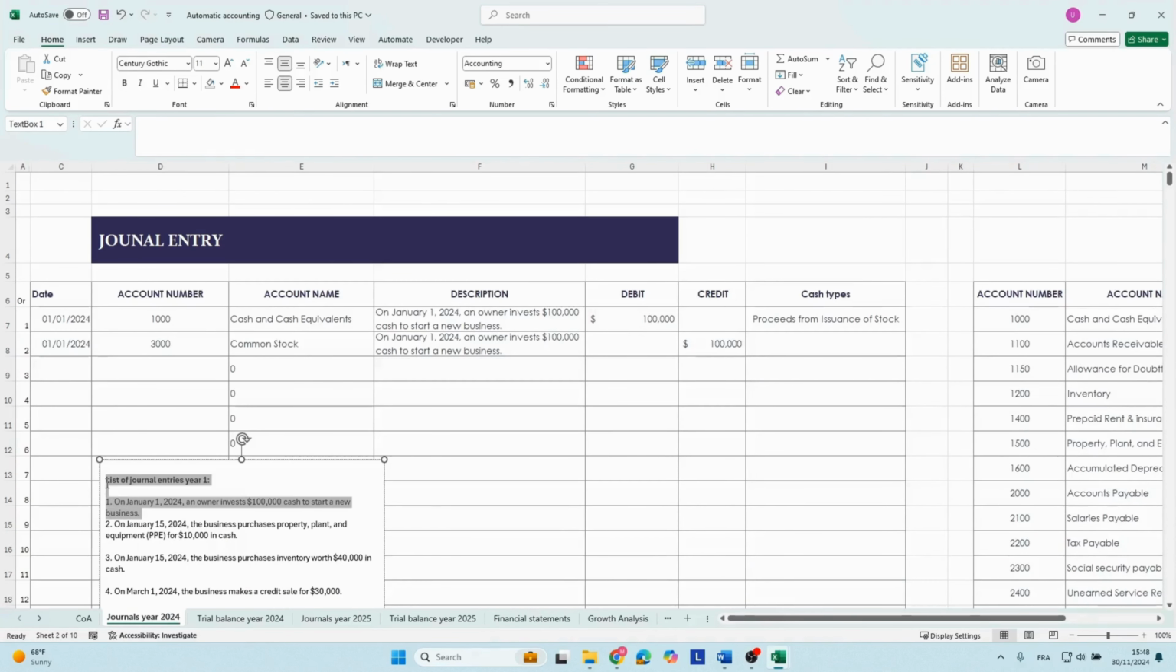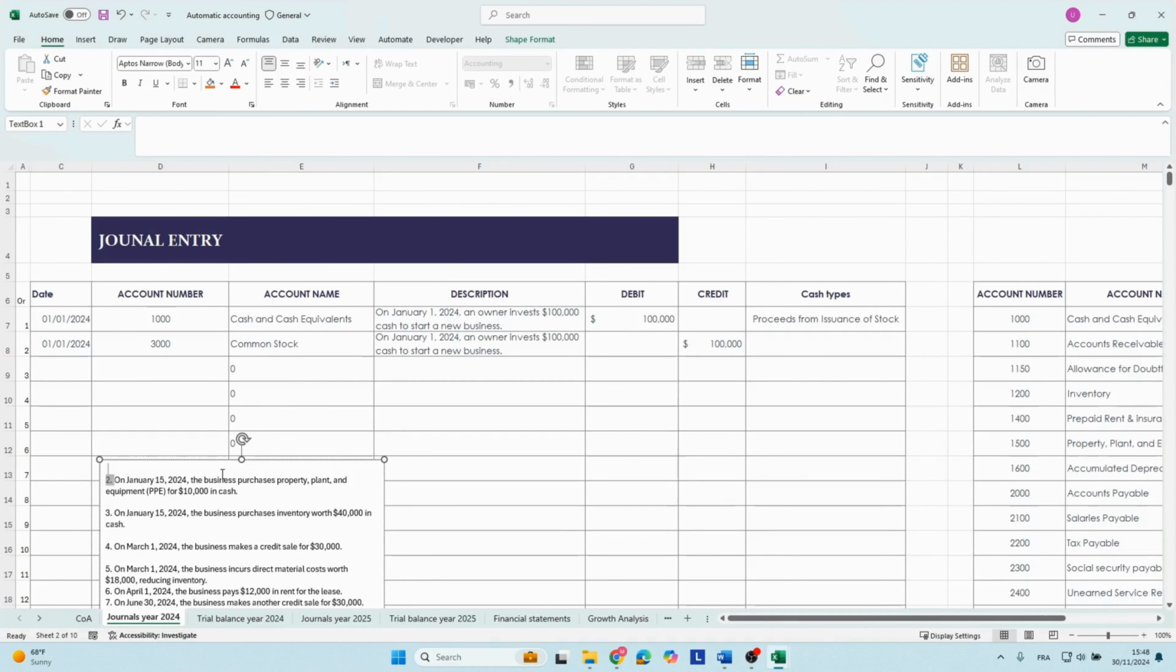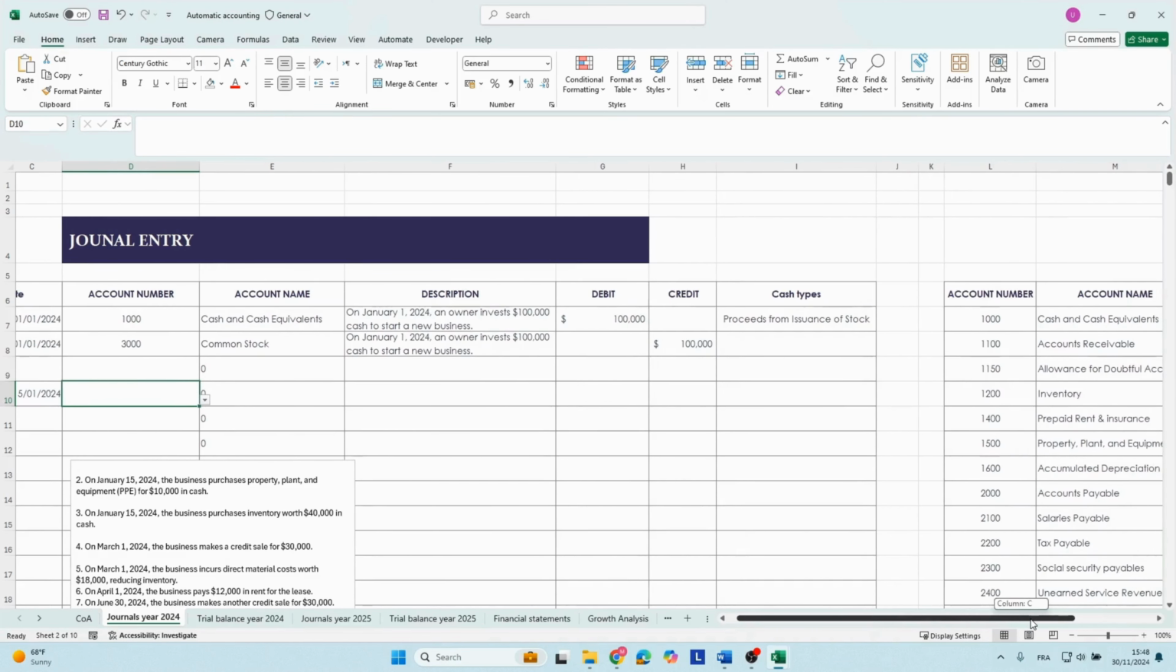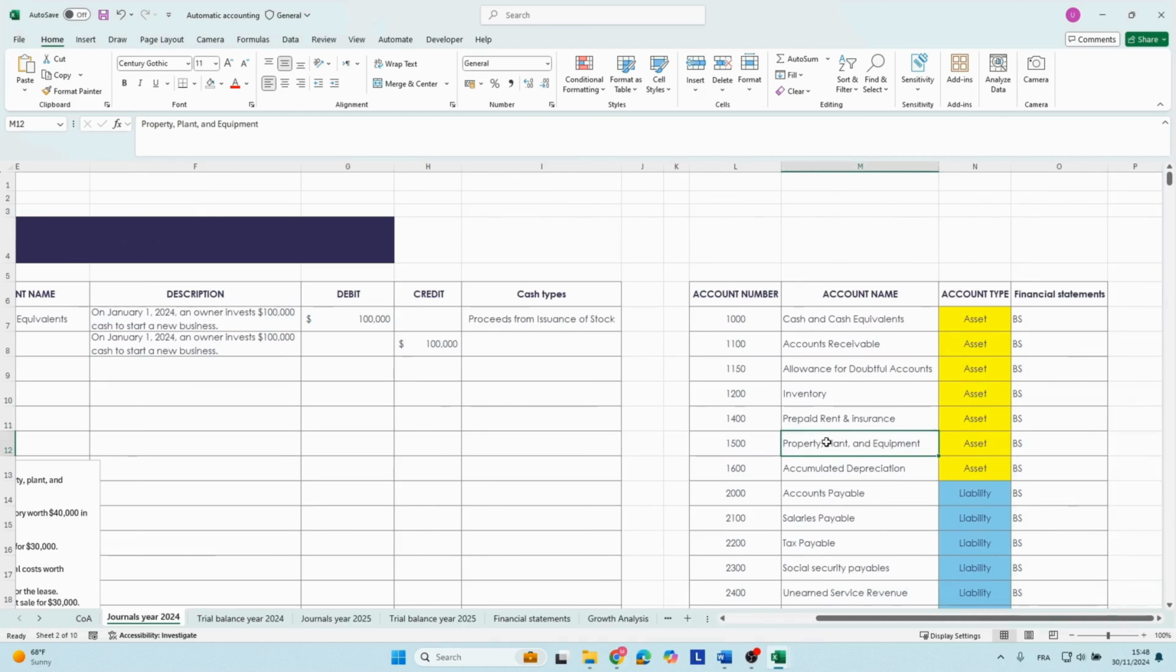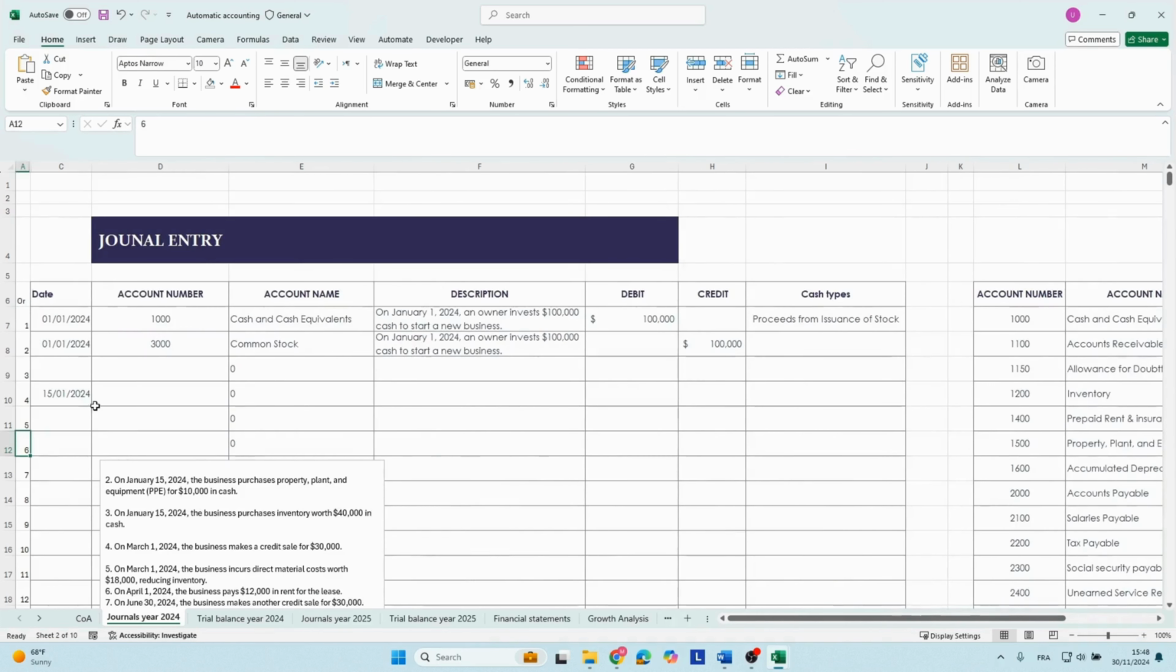Now let's move to the second transaction. The business purchased property, plant, and equipment for $10,000. We will separate them to make it easy to track our transactions. So here we have a fixed asset. Property, plant, and equipment is a fixed asset, so it's available in the balance sheet as an asset account. We use the account 1,500, and we get the account name automatically.